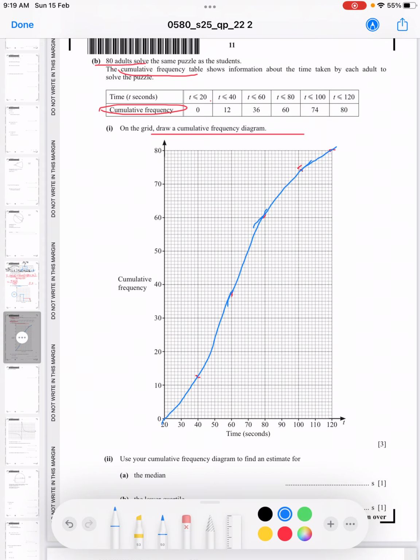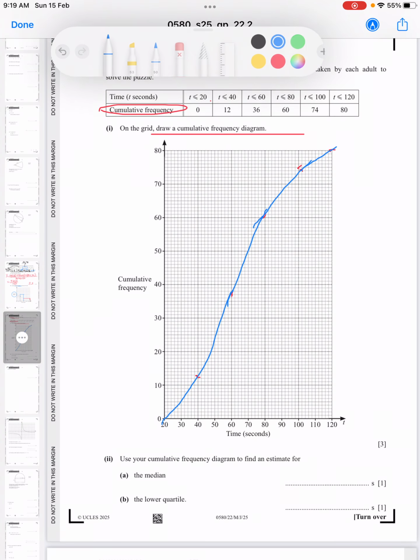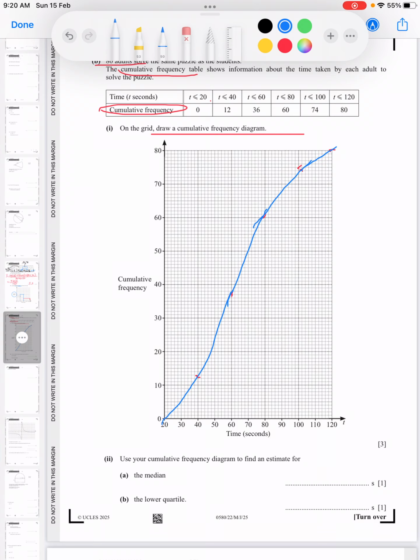Okay, now the next part is that we need to find out the cumulative frequency diagram to estimate the median. So median is midpoint, right? Total is 80, so midpoint is 40. We will plot it and find the value for the 41. Just calculate the value for the 41 and it will come out.